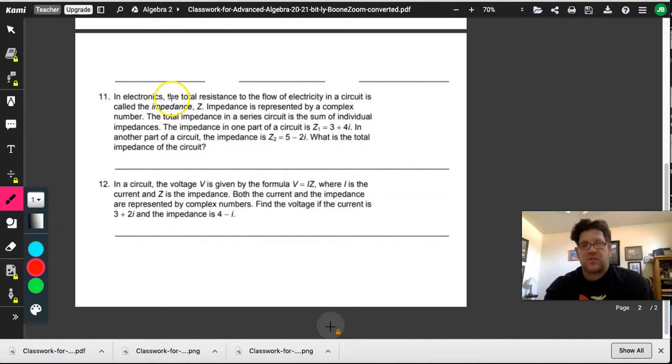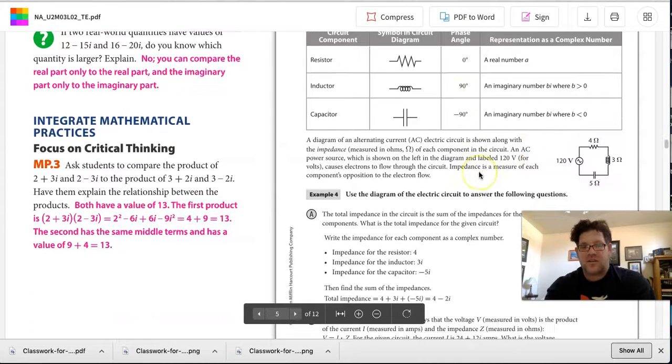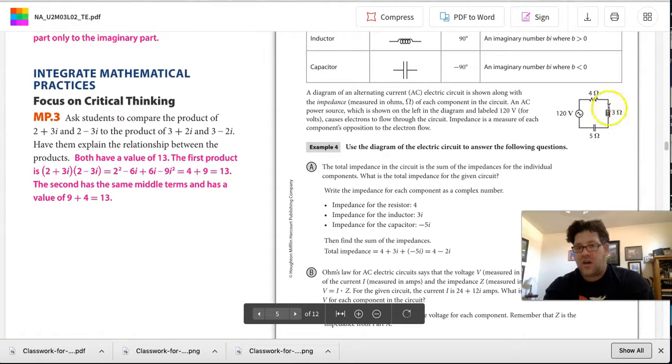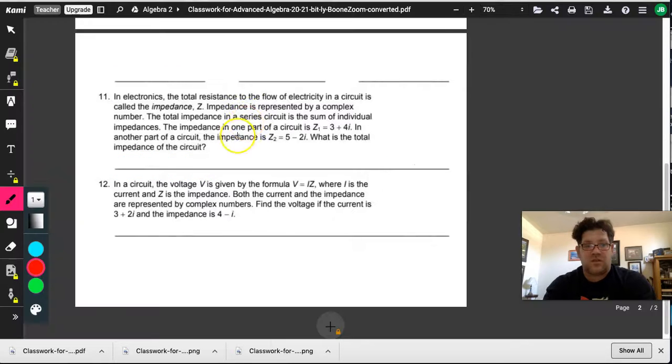So in electronics, total resistance to the flow of electricity in a circuit is called the impedance. You get these diagrams, and all these little symbols are different impedances. You're going to add all these things up, but you're not just going to say 4 plus 3 plus 5. It's a little more complicated than that, but you're essentially just adding these things up. That gives you the total impedance. All right, back to the question. The impedance is represented by a complex number, so then you add them all up.